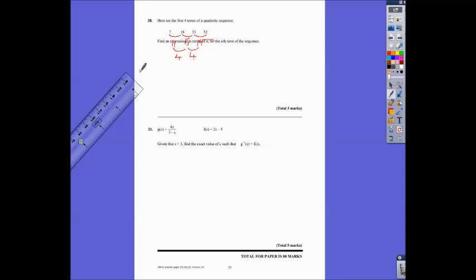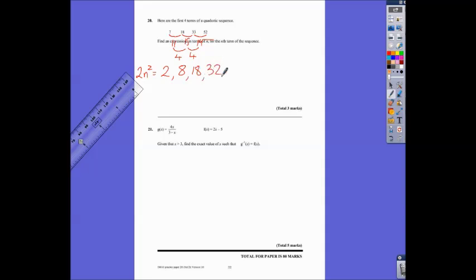Because it's a second difference of 4, we half that, so it must be a 2n squared sequence. Now, 2n squared, 1 squared is 1, double it is 2. 2 squared is 4, double it is 8. 3 squared is 9, double it is 18. And 4 squared doubled is 32.